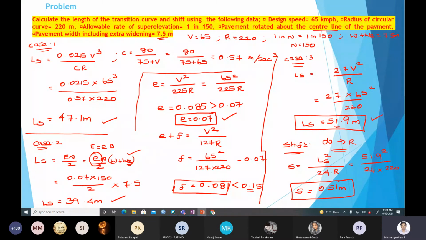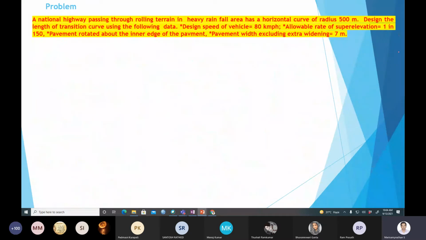In case it is given in meter per second, you convert that value to kilometer per hour for the design speed, and for the remaining equations you just follow the same as shown in the particular problem solutions. Okay, so this is with respect to the first problem, what the data has been given.